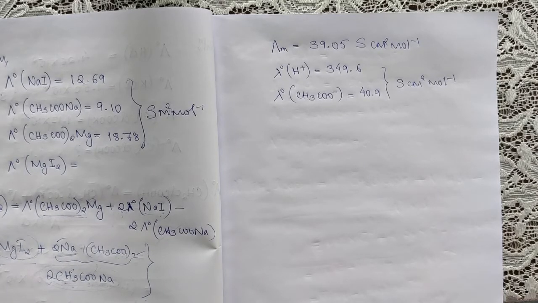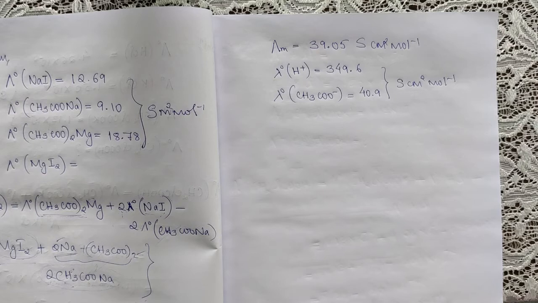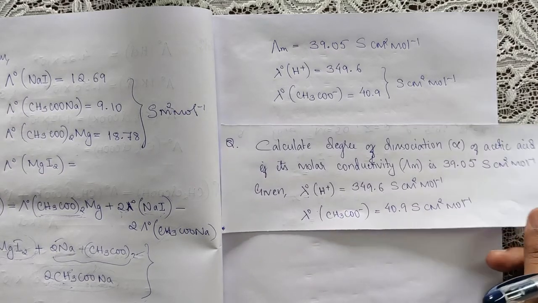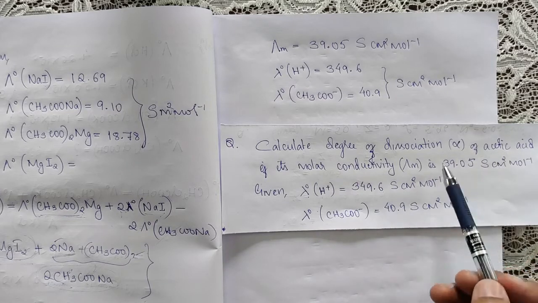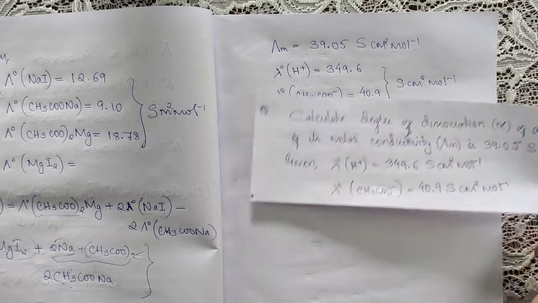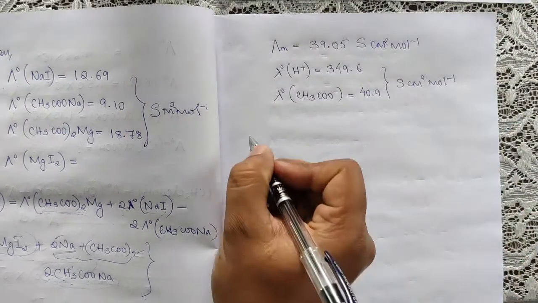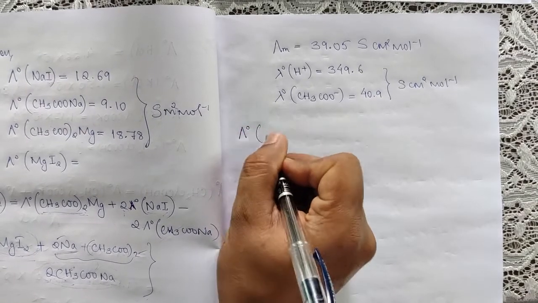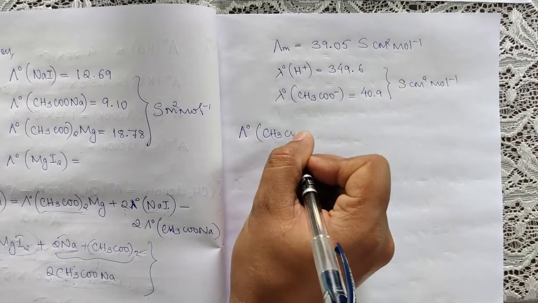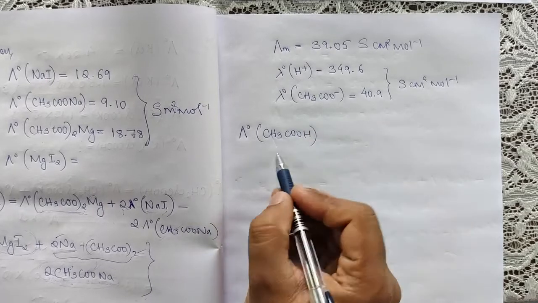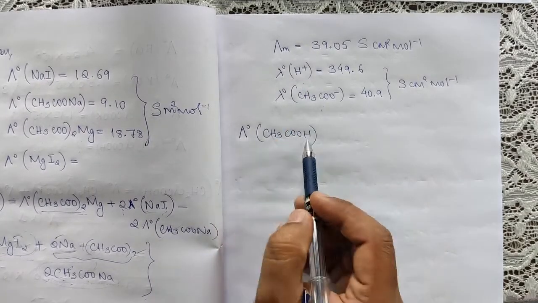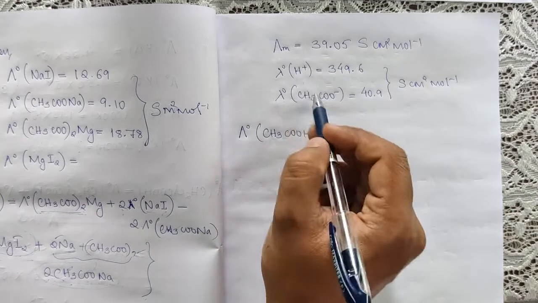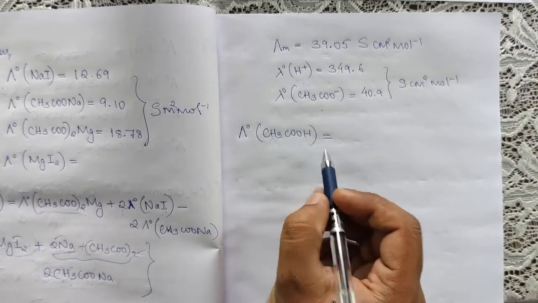These are our given. So we are supposed to find the molar conductivity of acetic acid. First we shall find the molar conductivity of acetic acid. So this is our acetic acid, CH3COOH. In order to get these two, I need to add these two out here. If I add these two together, I will get this one. These are the ionic conductivity of CH3COOH.